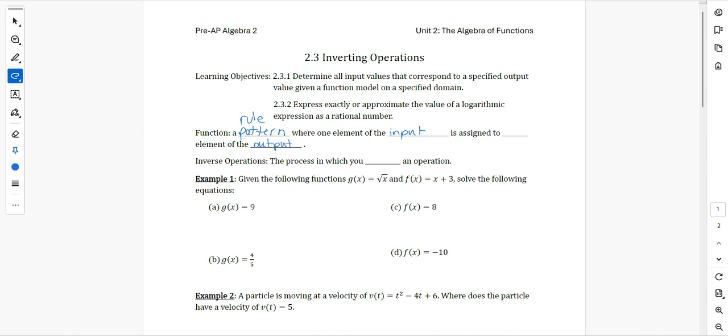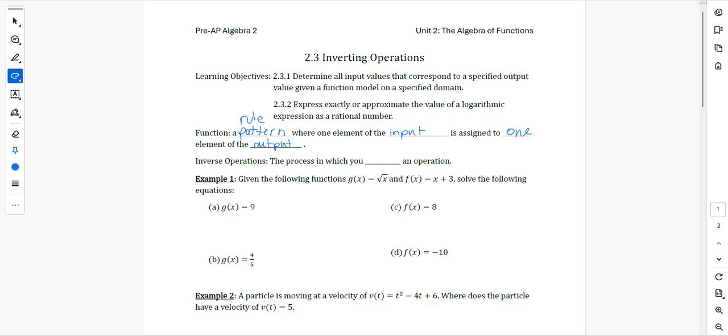Output. Okay. Now, what do you think this other blank is going to be? A function is a pattern where one element of the input is assigned to one element of the output.